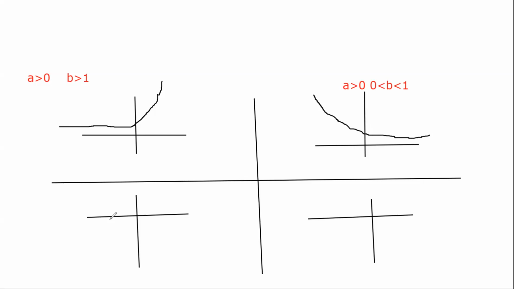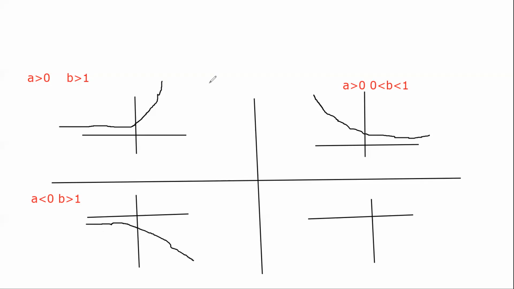And then for the third case, what happens if a is less than 0 and b is greater than 1? Since a is less than 0, I am talking about the negative side, down. And b is greater than 1, so it's going to be increasing. So it's going to be in this shape. It's getting away from 0. This is the increasing thing.